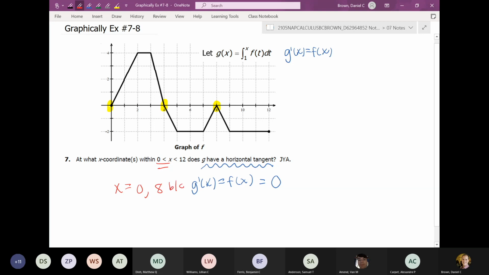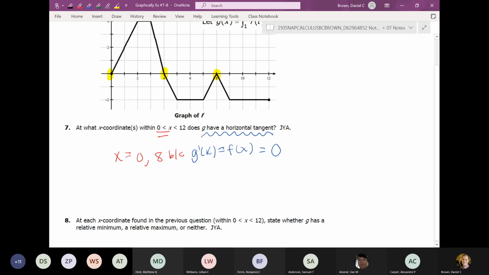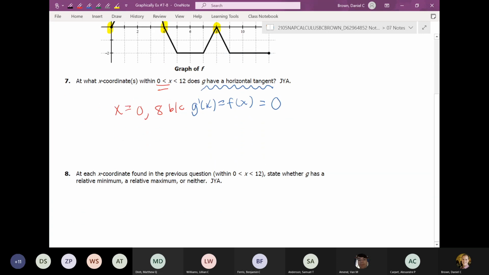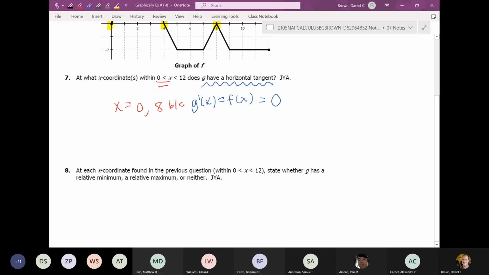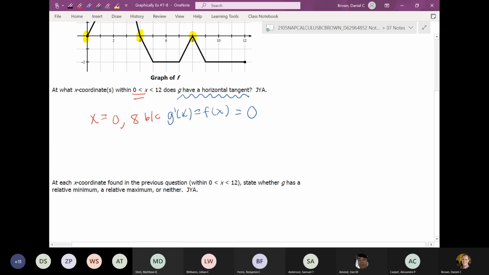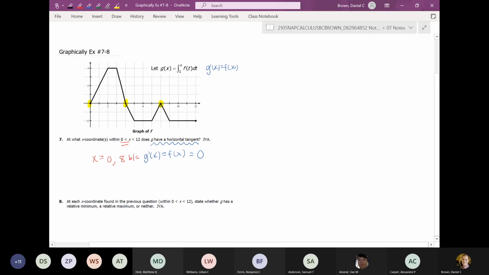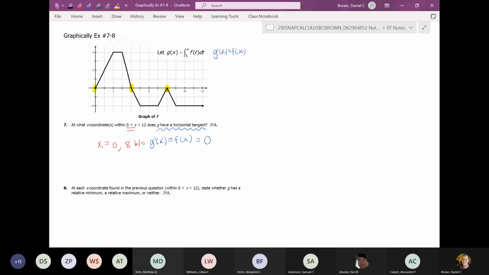And then I have a follow-up question for that. Looking at question 8, it says for each of those x coordinates we found, state whether g has a relative minimum, a relative maximum, or neither. I'm going to answer these in the space next to it, just so we can see everything. Mr. Ben? Yes, Ben?